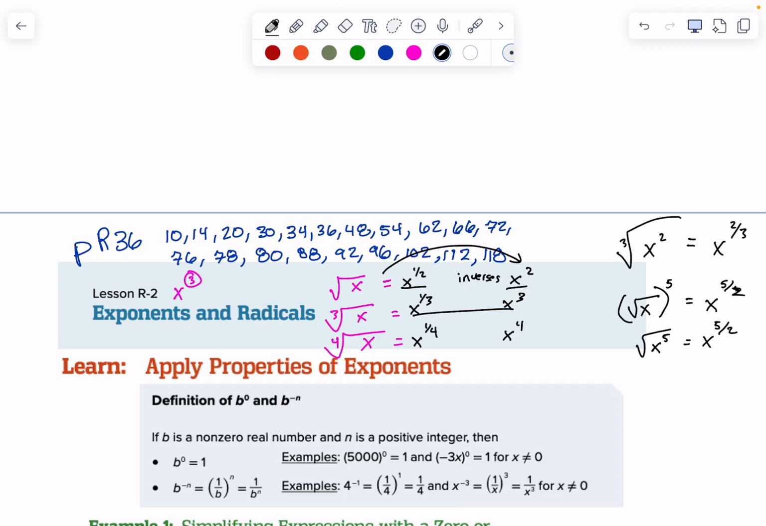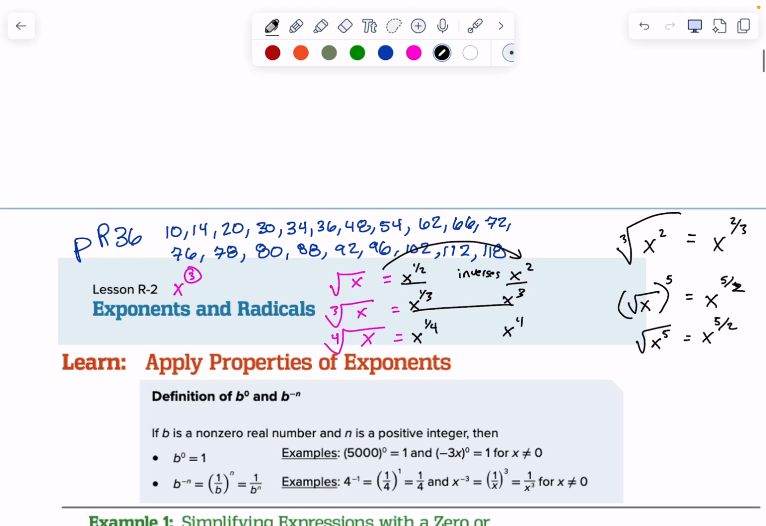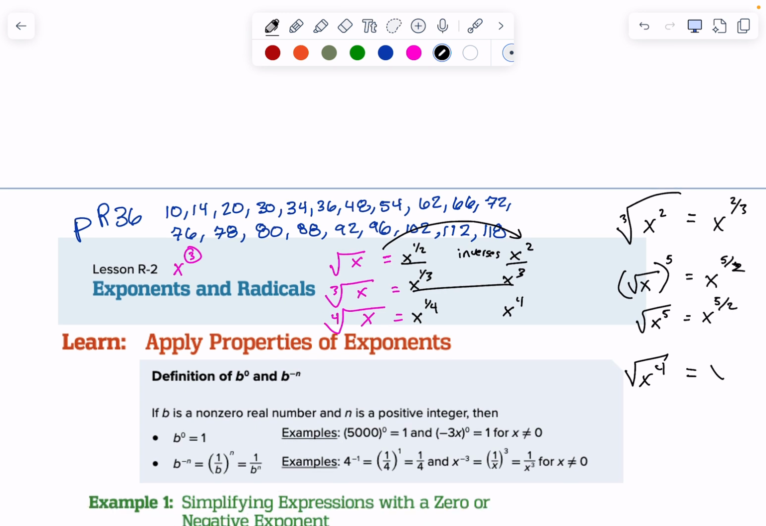If you have the square root of x to the 4th power, then it would be x squared, right? The square root of x to the 4th power would be x to the 4/2 power, or x squared, because the square root of x to the 4th power comes out nicely. It's x squared, right? Okay. Good questions.